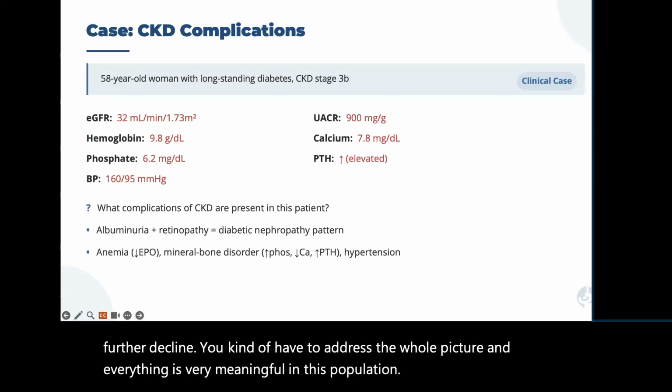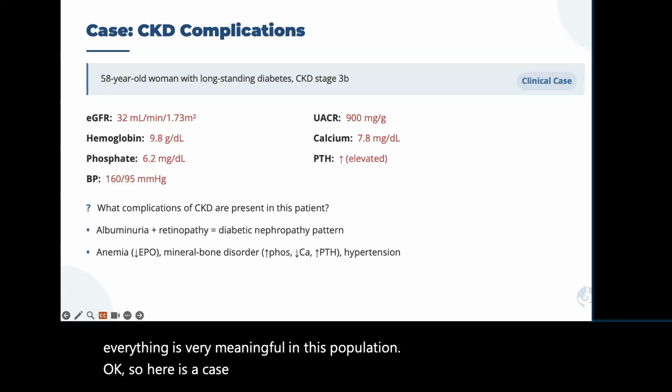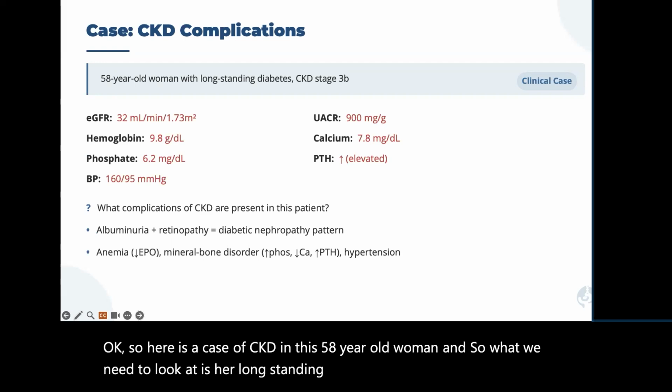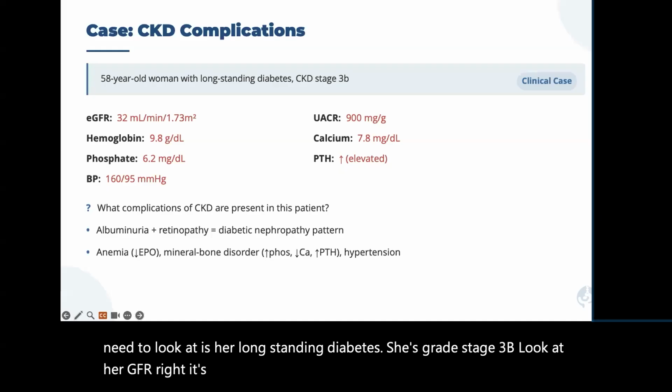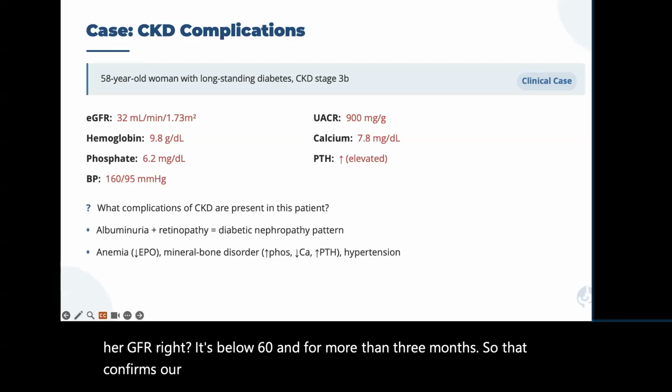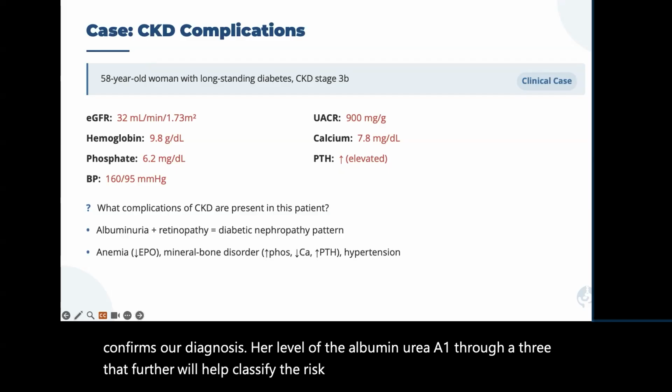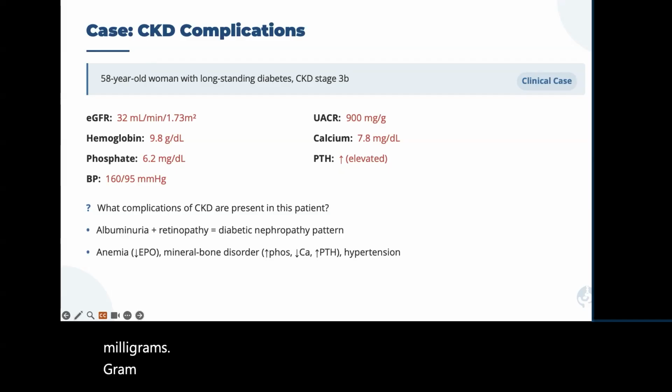Okay. So here's a case of CKD in this 58-year-old woman. And so what we need to look at is her longstanding diabetes. She's stage 3B. Look at her GFR, right? It's below 60 and for more than 3 months. So that confirms her diagnosis. Her level of the albuminuria, A1 through A3, that further will help classify the risk here. And it's persistent albuminuria, 30 milligrams per gram, and it increases both progression and cardiovascular risk.